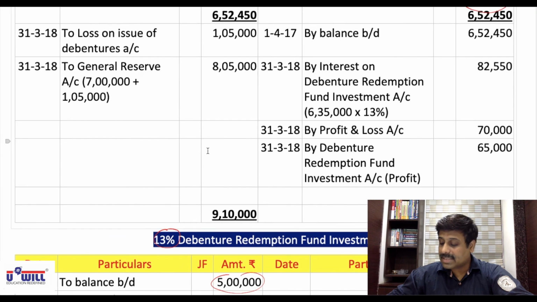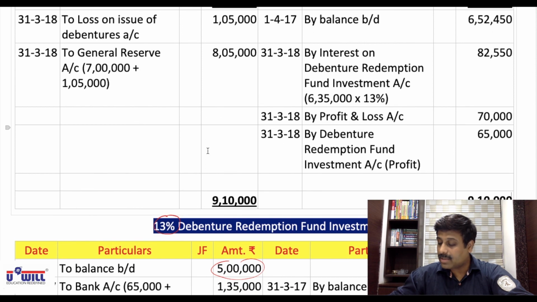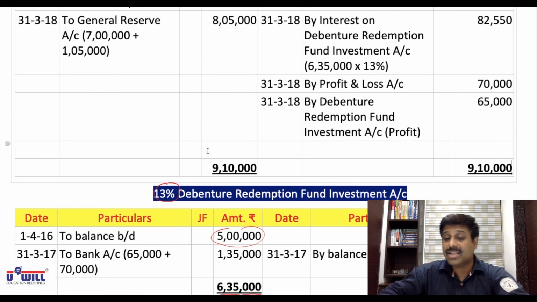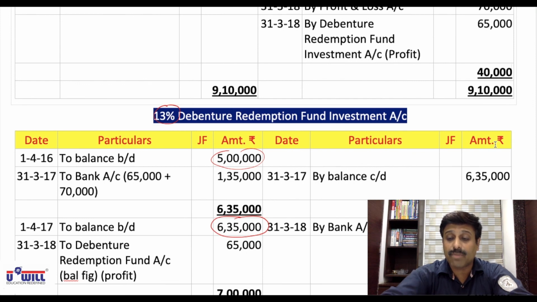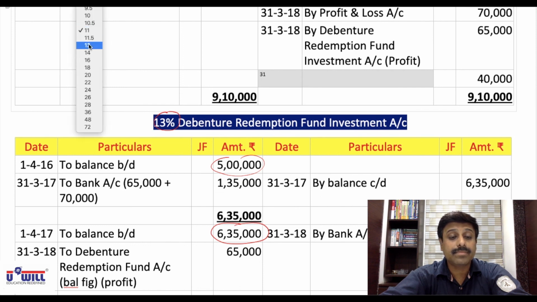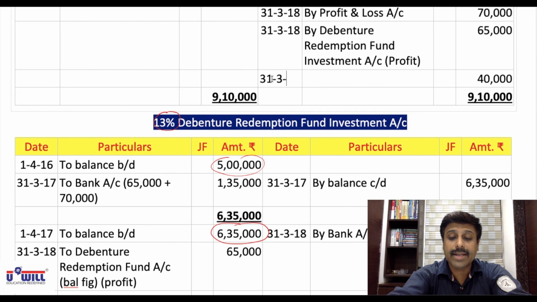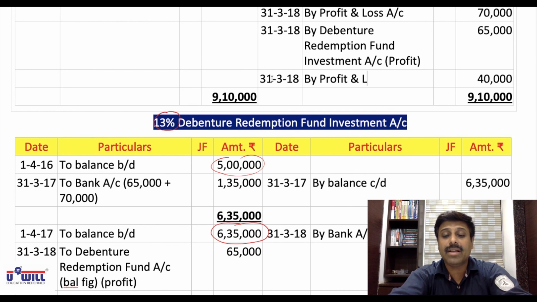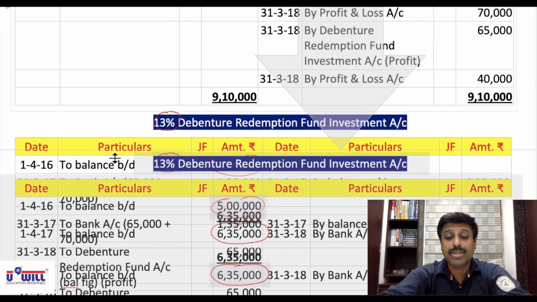minus 6,52,450 minus 82,550 minus 70,000 minus 65,000. So balance of 40,000 remaining on credit side we will transfer to P&L account. Okay, that deficit is to be met from profit and loss account. So this balancing figure of 40,000 will transfer to profit and loss account. In bracket you will mention balancing figure. Okay, in bracket you all will mention balancing figure.